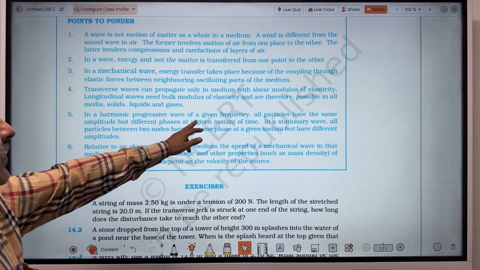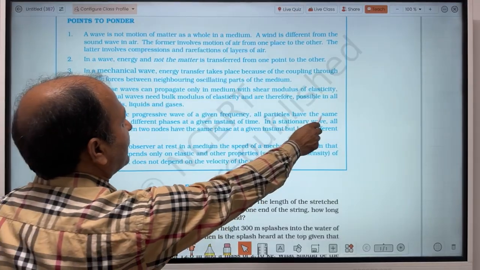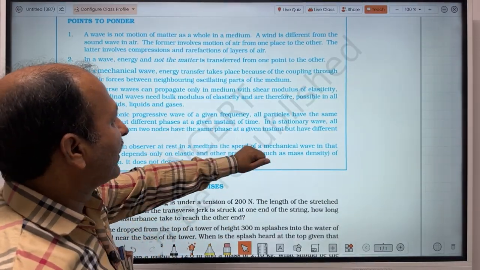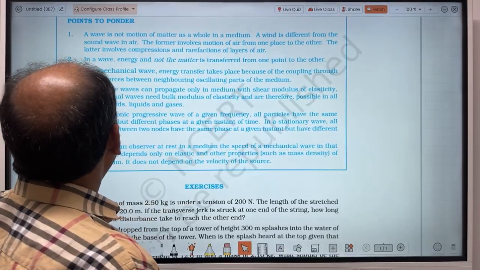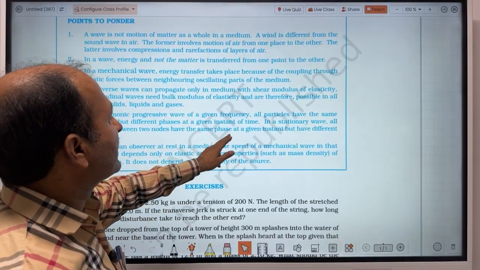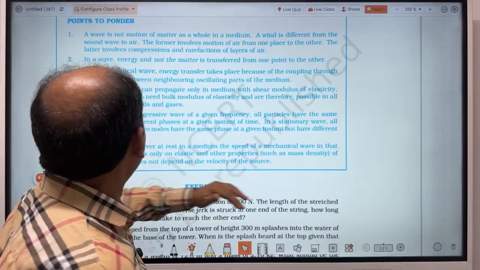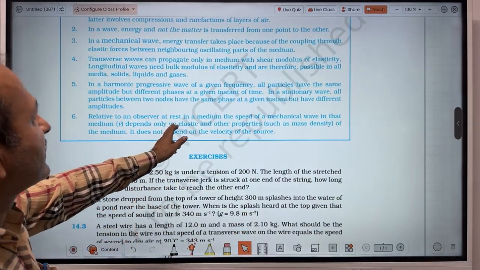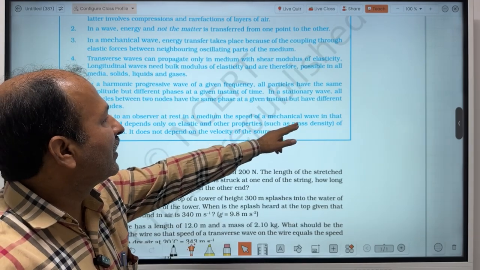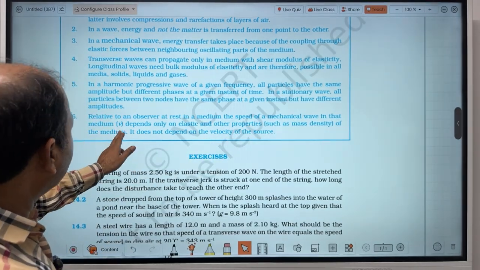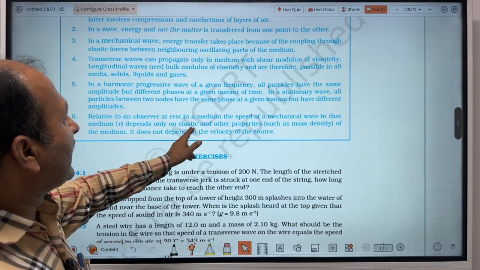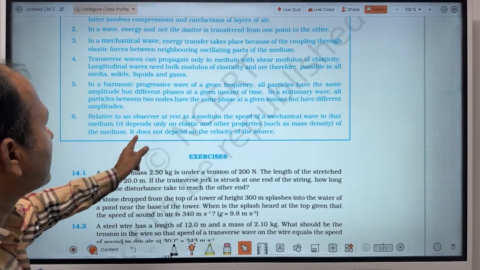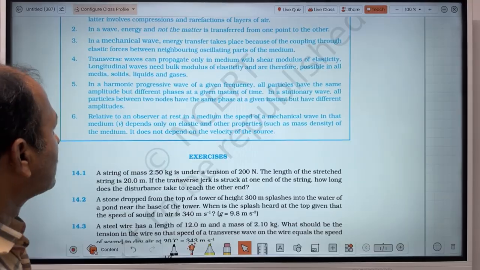In a harmonic progressive wave of a given frequency, all particles have the same amplitude but different phases at a given instant of time. In a stationary wave, all particles between two nodes have the same phase at a given instant but have different amplitudes. And the last point is, relative to an observer at rest in the medium, the speed of a mechanical wave in that medium, v, depends only on elastic and other properties such as mass density of the medium. It does not depend on the velocity of the source.